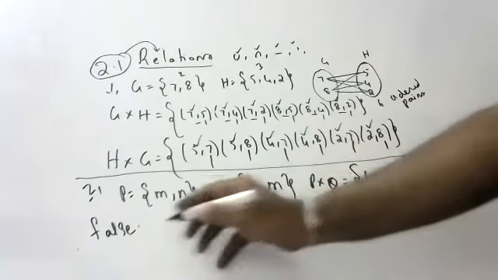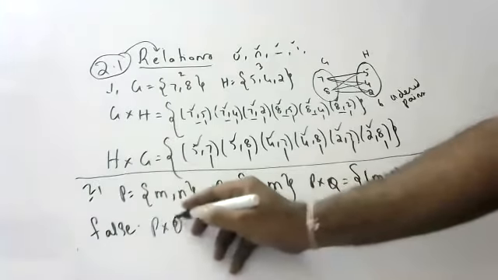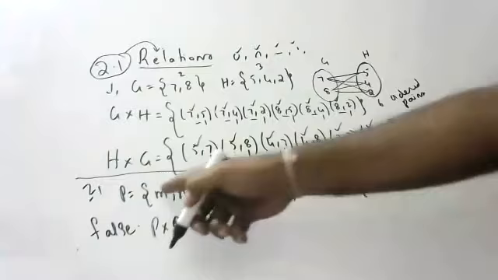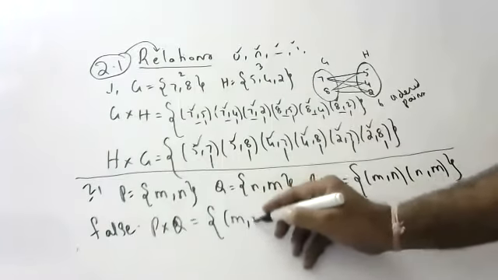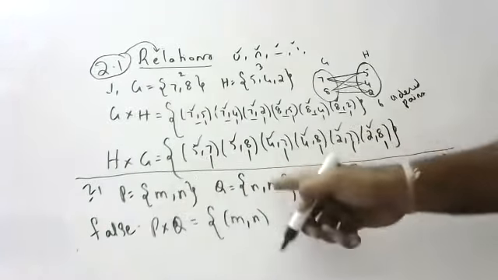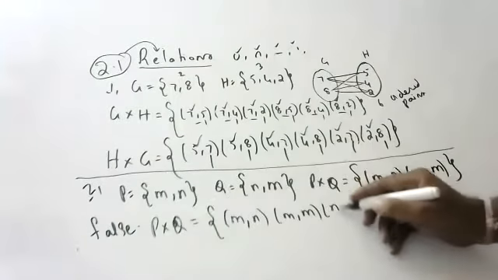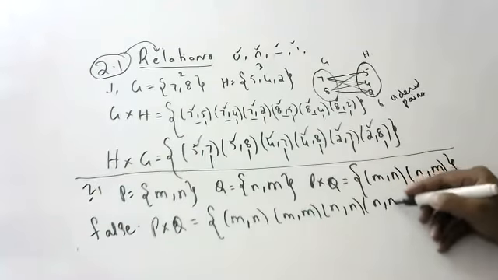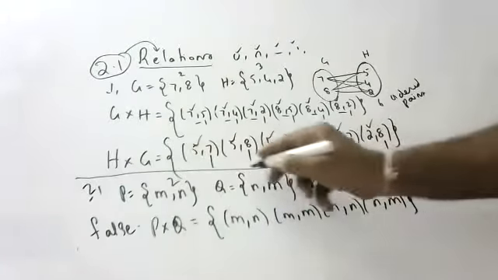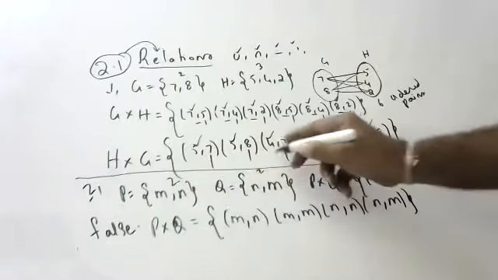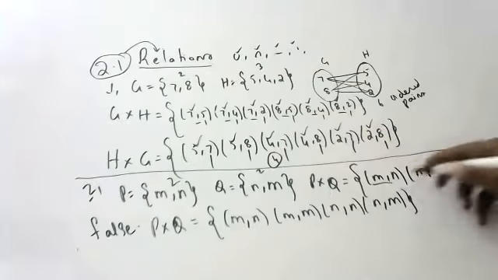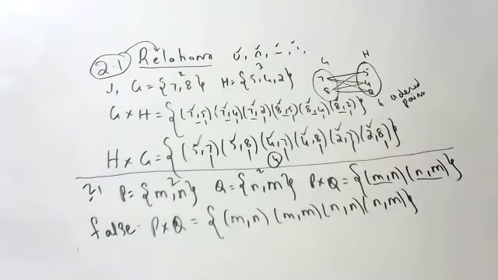What is the actual P cross Q, children? P cross Q means first you should write (m,n), then (m,m), next (n,n) and then (n,m). Here 2 elements are there, 2 elements are there. 2 into 2, 4 ordered pairs you have to get. They have given only 2 ordered pairs. How is it true, children? It is wrong. False.